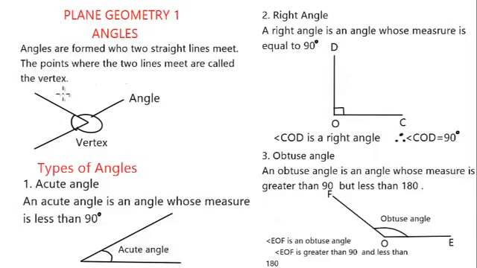Vertex. So we are saying angles are formed when two lines meet. When you consider the diagram over here, we can see a line from this point to this point, and another line from this point also joining this line. We are saying that angles are formed when two lines meet, and the point at which they meet is called the vertex.